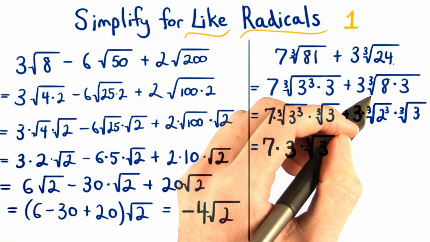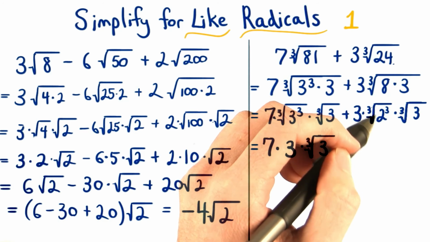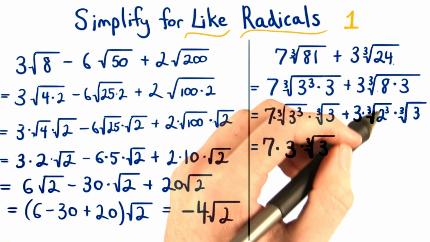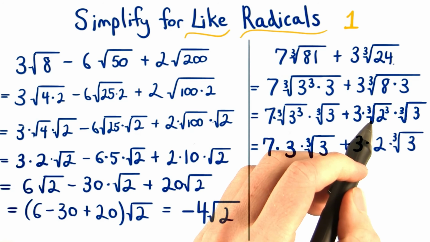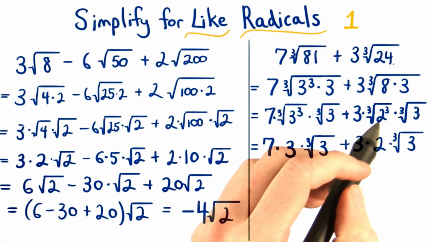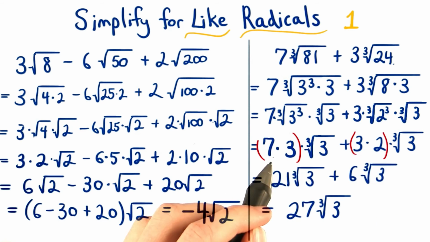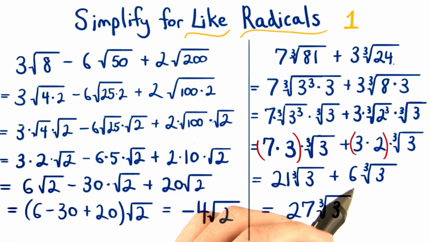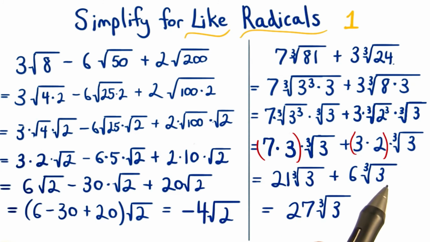For our second radical, we split it up into the cube root of 8 times the cube root of 3. Notice that I've rewritten 8 as 2 to the third power. We do this so we can take the cube root of 2 cubed, which gives us 2. We multiply 7 times 3 to get 21, and we multiply 3 times 2 to get 6. Now we have two radicals that have a matching index and a matching radicand. So this means we can add them together. We'll have 27 times the cube root of 3.